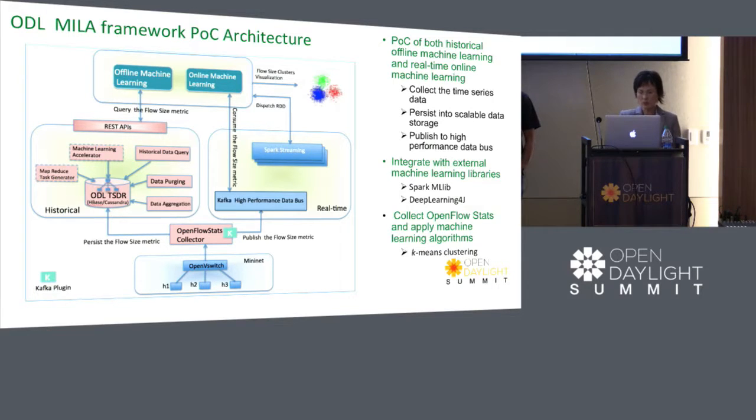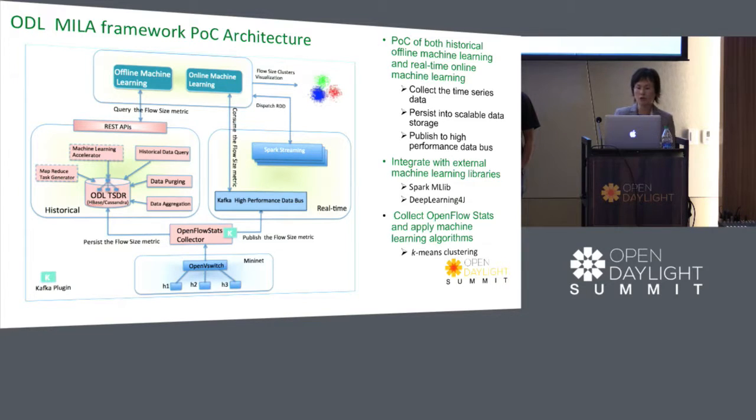What we did was use a Mininet simulated Open vSwitch. It goes through the OpenFlow stats data collector, which TSDR provides. So it collects the data. On one hand, it feeds the ODL TSDR data repository, which has historical data. And on the northbound, we have RESTful APIs.